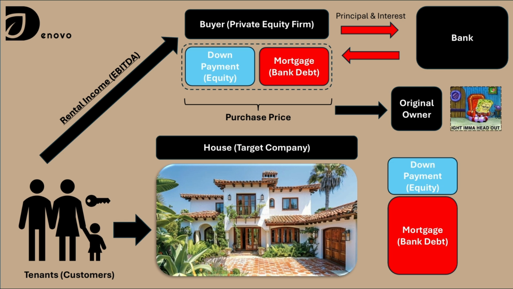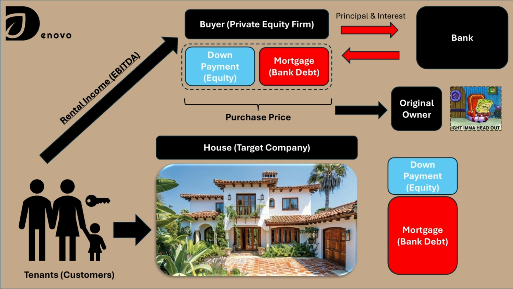The bank provides your mortgage, you put in some of your own money as the down payment, and that represents the total funds available for the purchase price. You transfer these funds to the owner, and boom, now you own the house. But now you need cash flows to service all this debt.